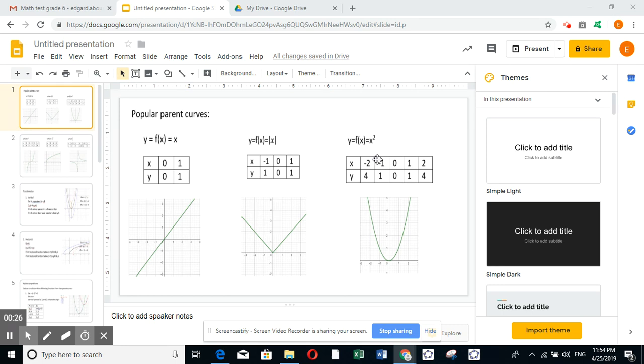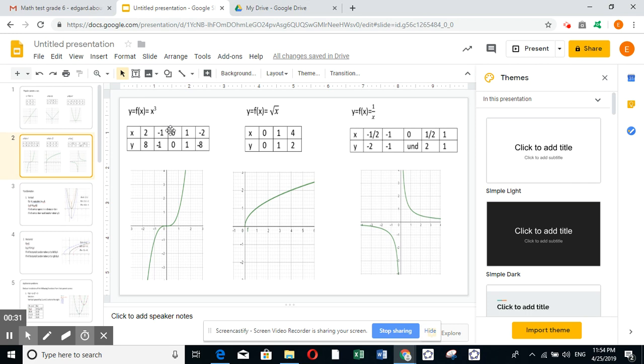The parabola, these are some particular points. You have y equal x cubed. This is the shape of x cubed: 2, 8; minus 1, minus 1; 0, 0; 1, 1; minus 2, minus 8. Square root of x, this is the shape: 0, 0; 1, 1. If x is 4, y is 2. Y equal 1 over x, this is the shape where you have a vertical asymptote and a horizontal asymptote. So these are the most popular parent curves that we know.